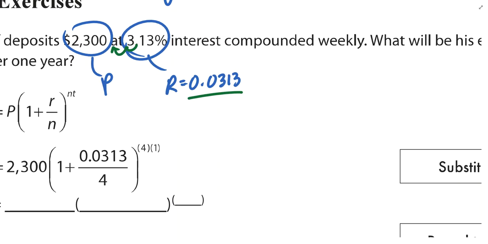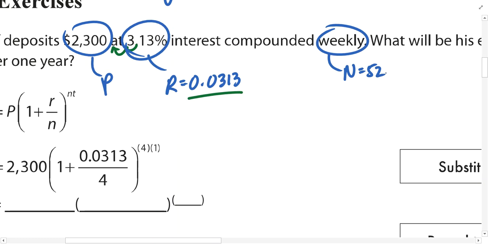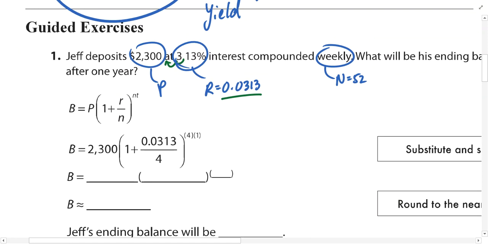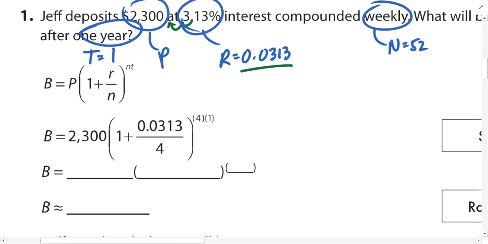When interest is compounded weekly or calculated weekly, this gives us an N value of 52. And we want to know what his investment would be worth after 1 year. And that gives us a T value, time, of 1.